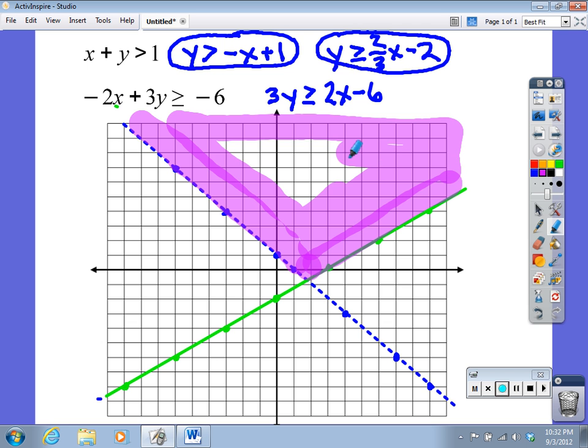And now we have successfully shaded in the entire solution set. Remember, the solution set could lie on this line or above, and just above the dotted line. So that's set 1.